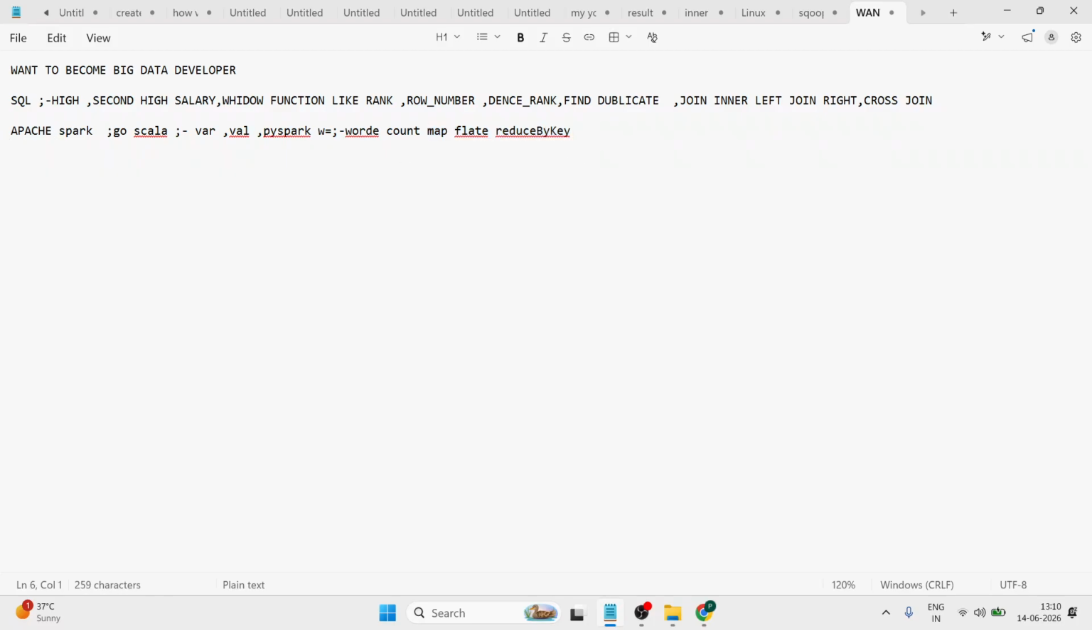Another one you need to learn is Hive. Most of the companies need Hive. In Hive you will learn internal tables and external tables properly, and also partitions and buckets.